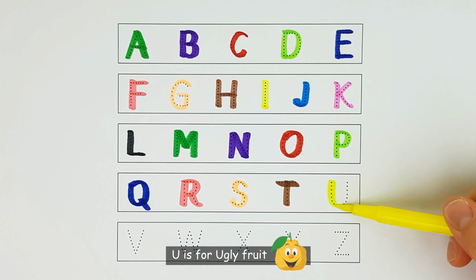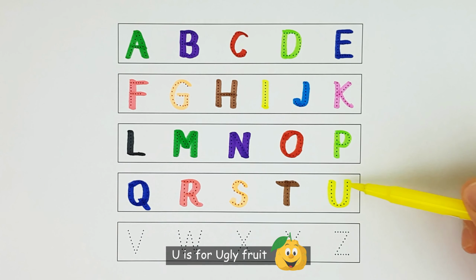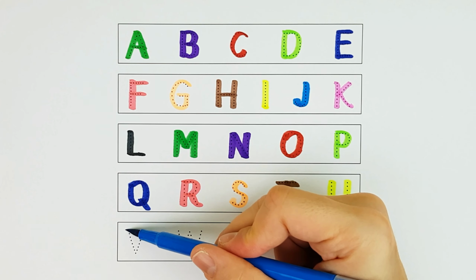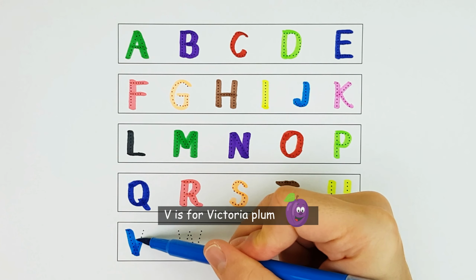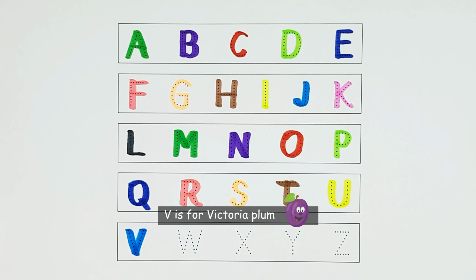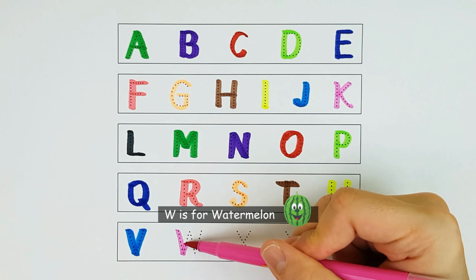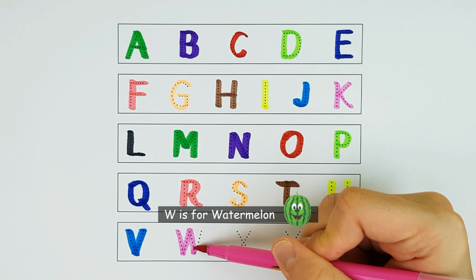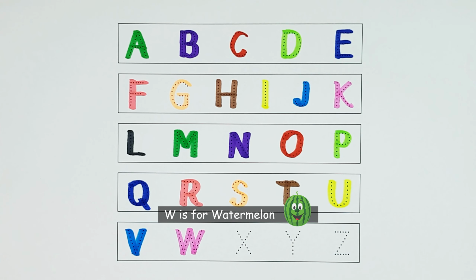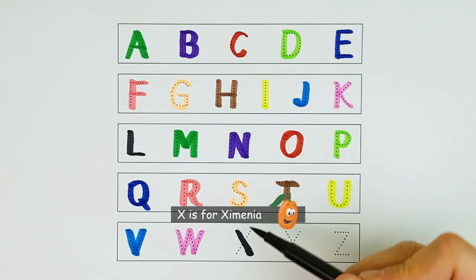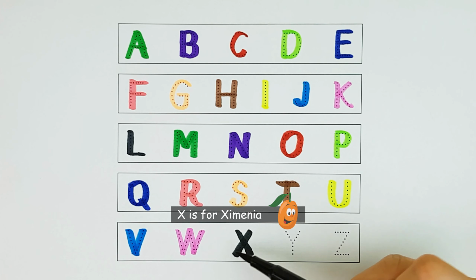U. U is for ugly fruit. V. V is for Victoria plum. W. W is for watermelon. X. X is for zymenia.